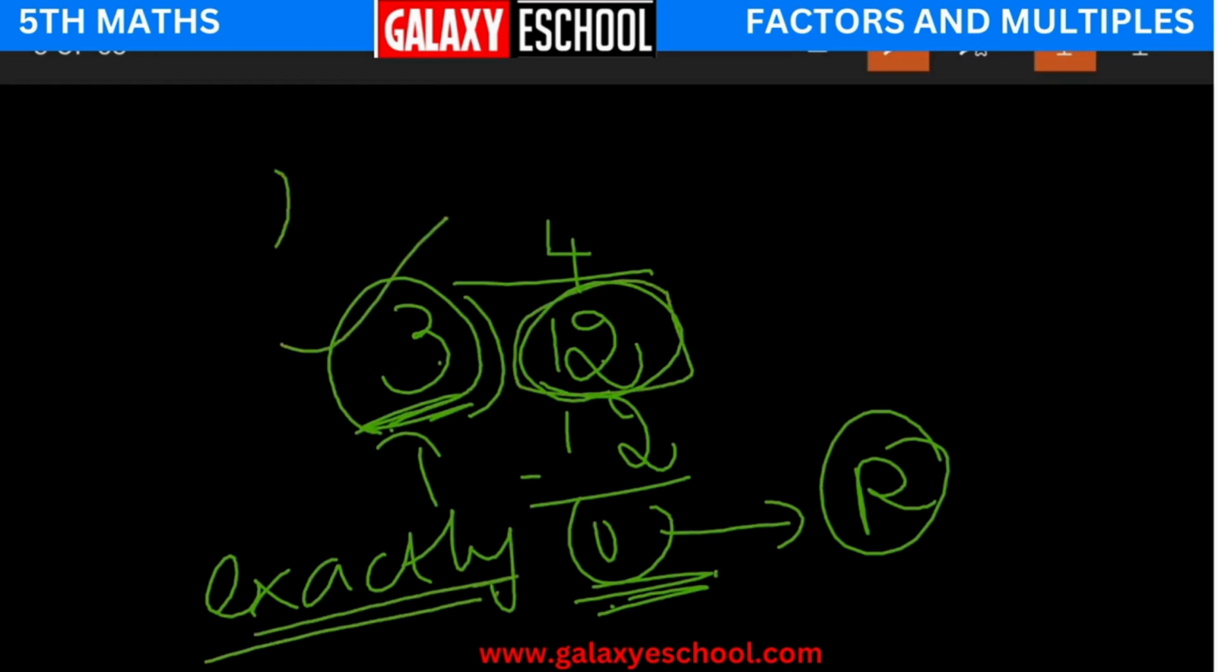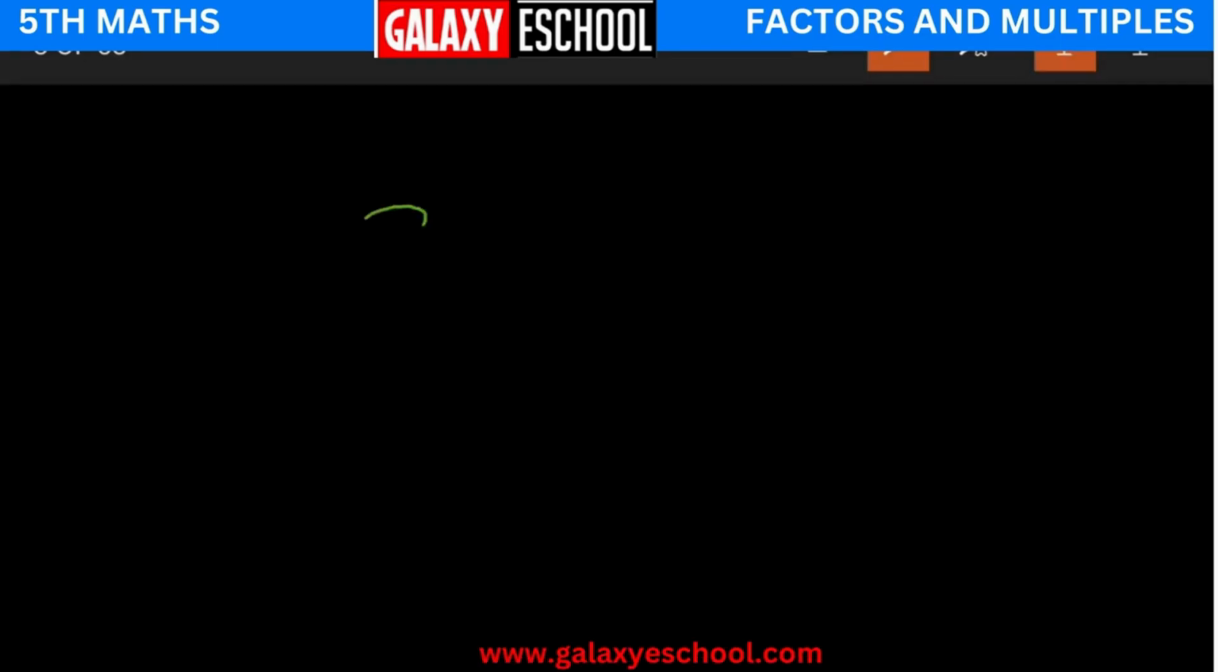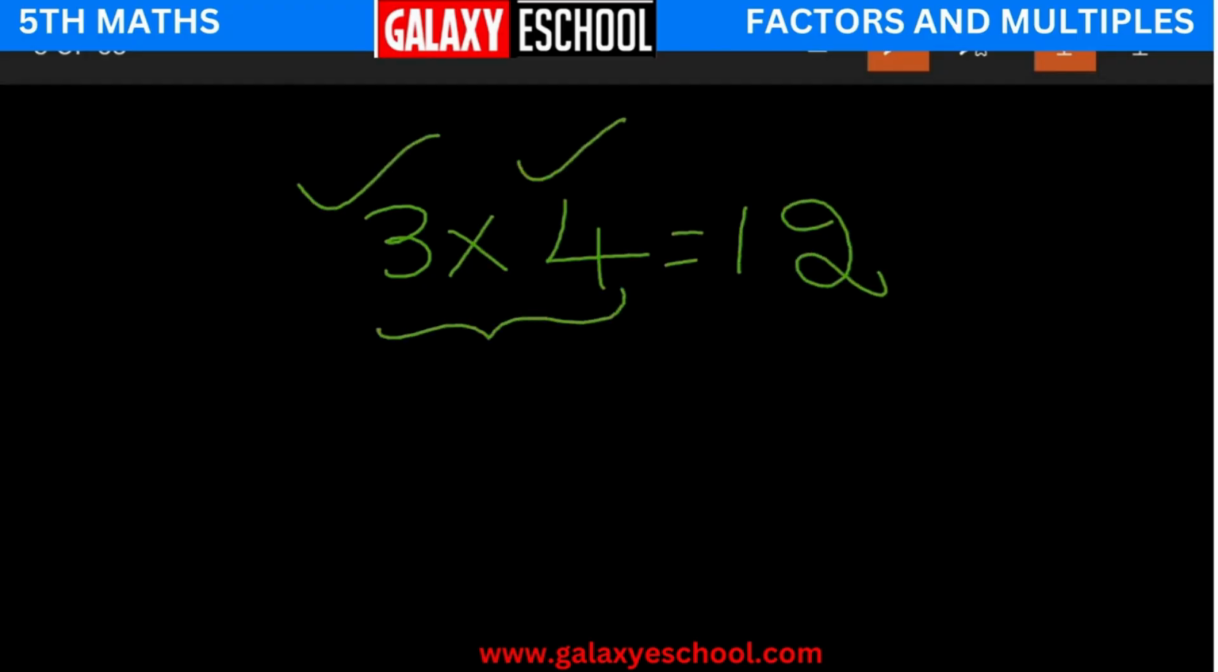Now 3 becomes a factor of 12. How children? Because 3 is dividing 12 exactly. Or in simple ways, how you can understand is that when you say 3 fours are 12, both 3 and 4 become your factors. What do 3 and 4 become? 3 and 4 become your factors.